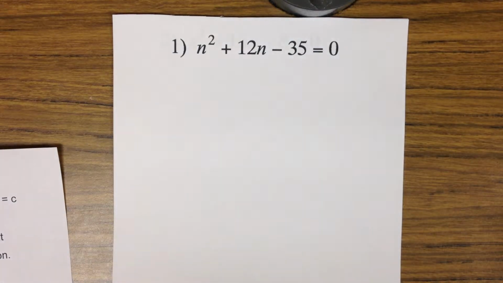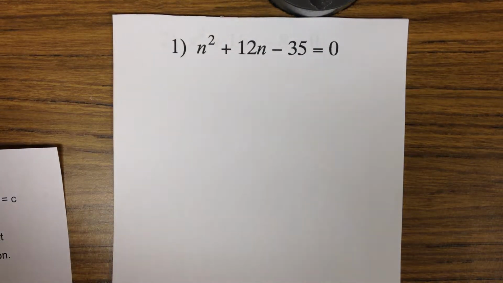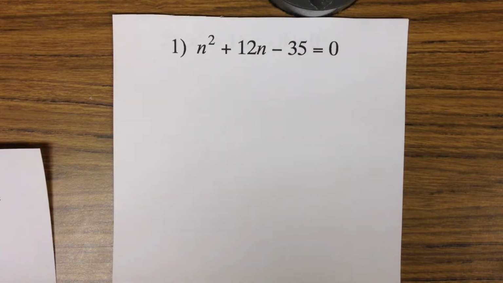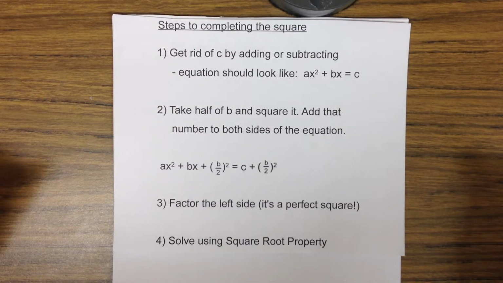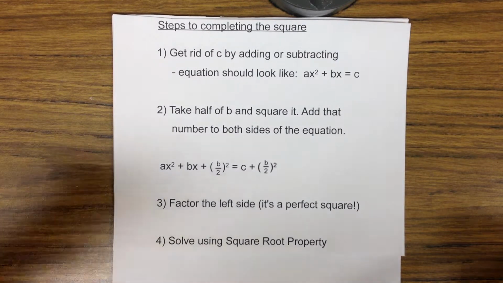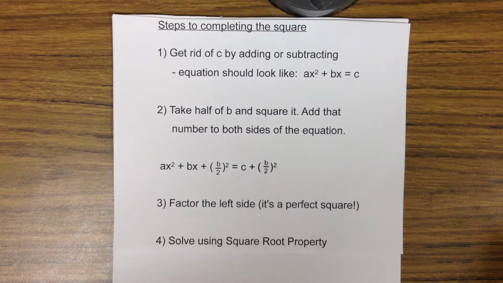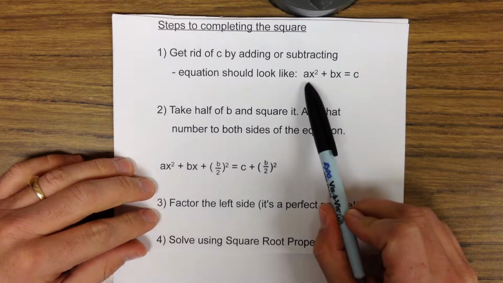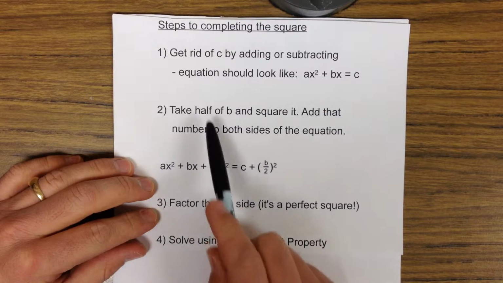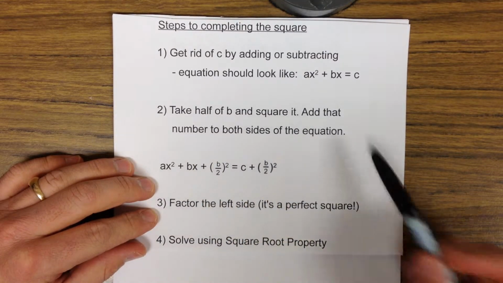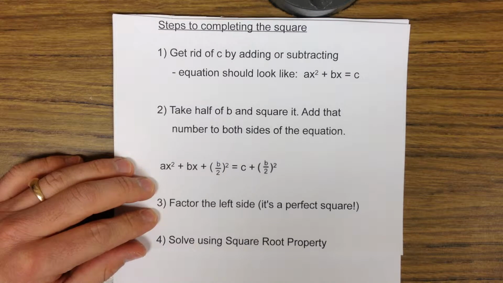Okay, this instructional video will be on how to solve a quadratic equation using the completing the square method. So if you want to write this down, you could. Here are your steps. You're going to get rid of c by adding or subtracting it away to get the equation to look like this. Then you're going to do this little trick where you take half of b and square it. Then you're going to add that to both sides of the equation.